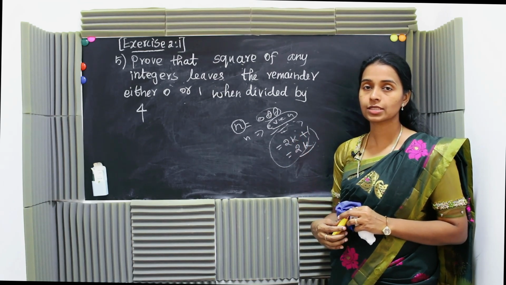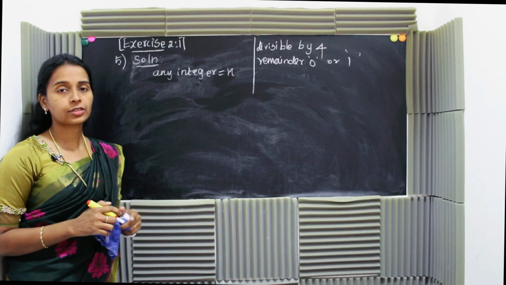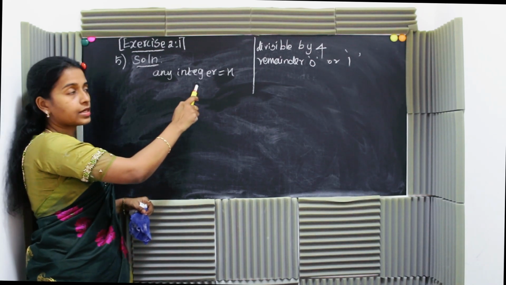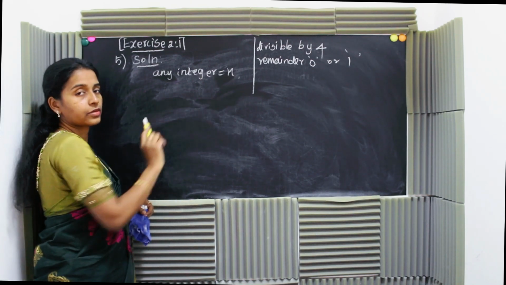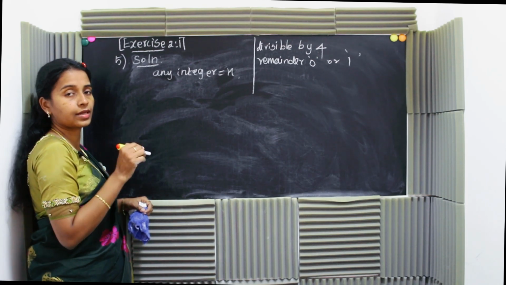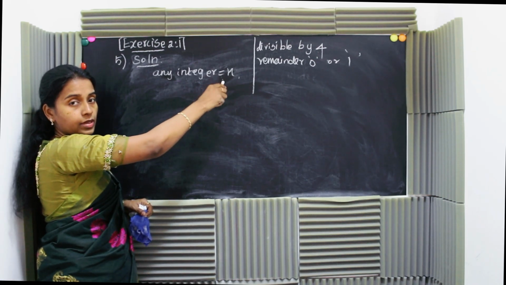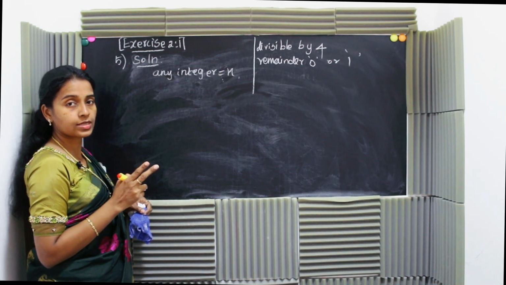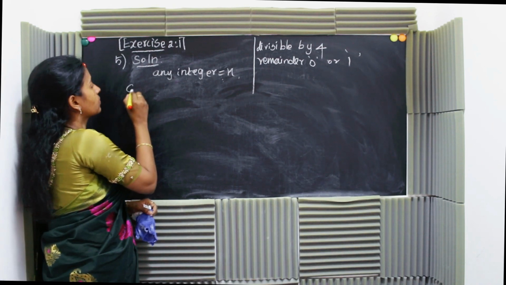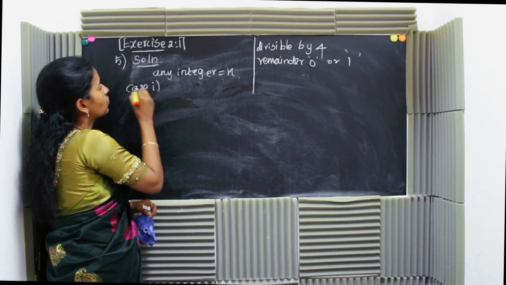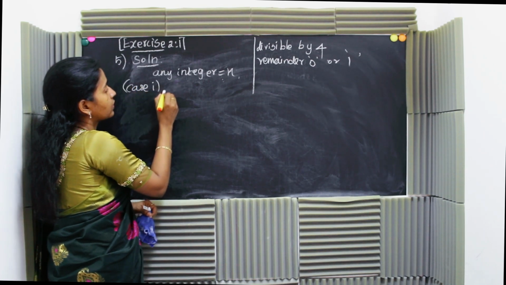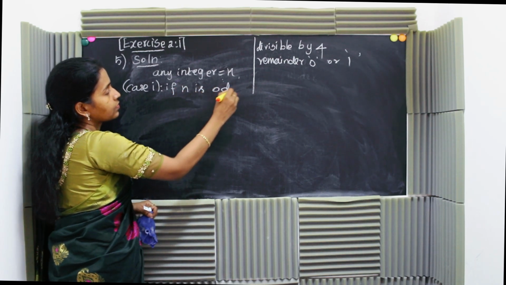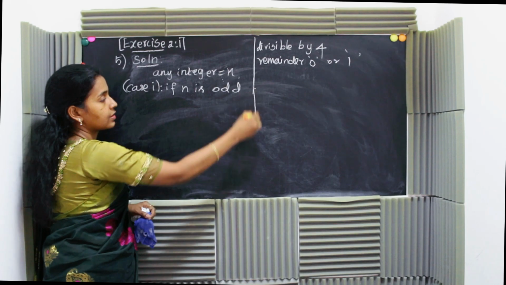Now we can see the solution. For the solution, I have written the given information. That is any integer. I am taking any integer as n. You can take any letter. It represents any number, any integer. So I have to check two cases. First case is, if n is odd.